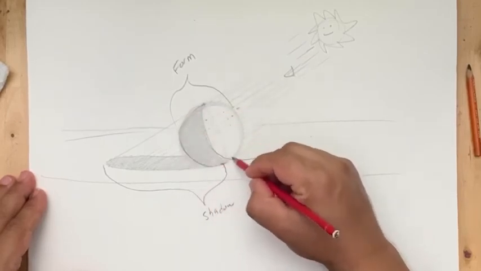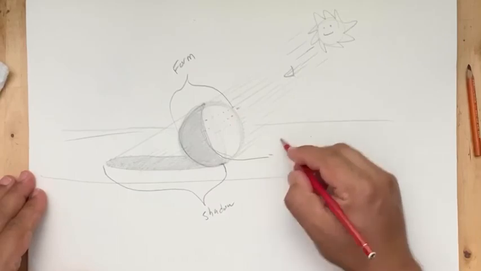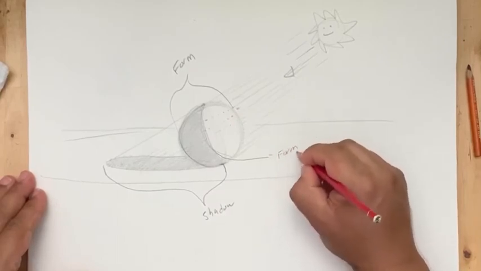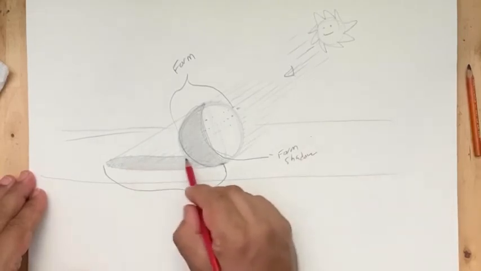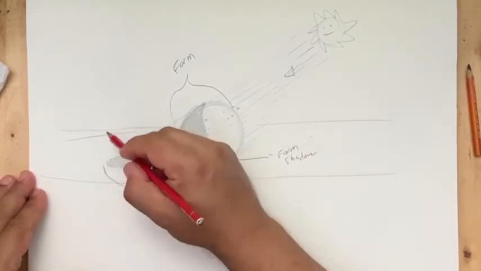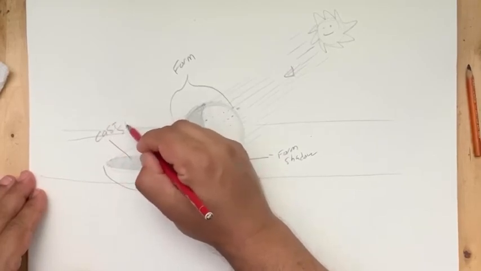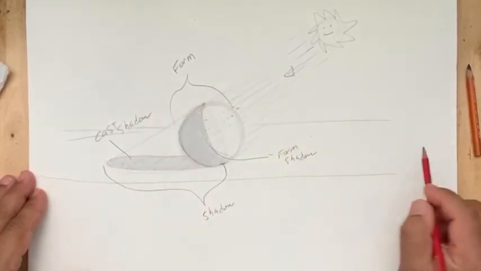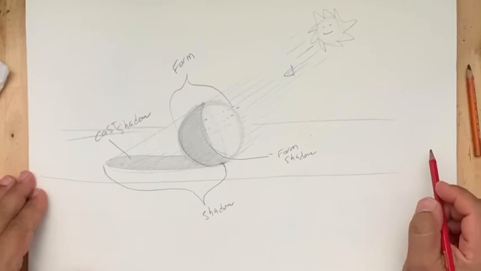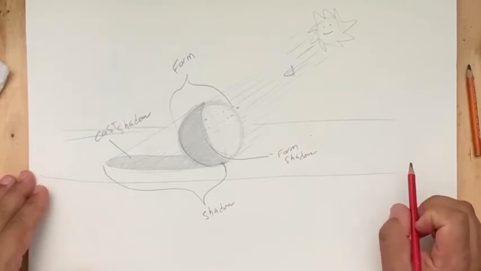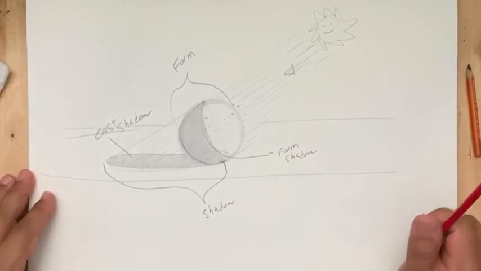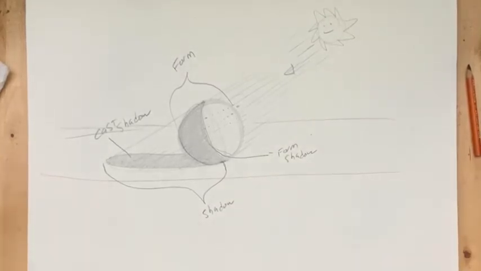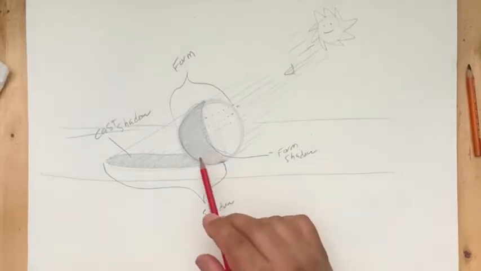If we separate the shadows now, the shadow on the form, we call that the form shadow. And the shadow on the table, which is cast by the ball, we call that the cast shadow. C-A-S-T, cast shadow. So those are the major parts. There's the light side and there's the shadow side. There's the form, there's the form shadow, then there's the cast shadow.